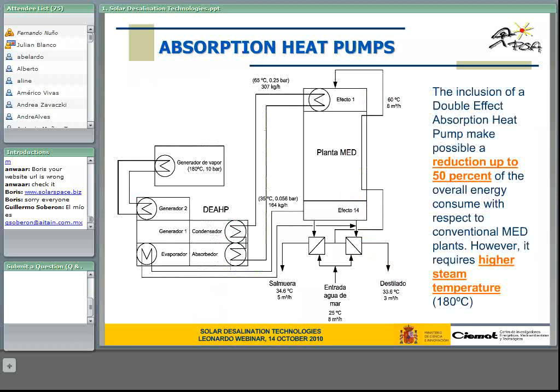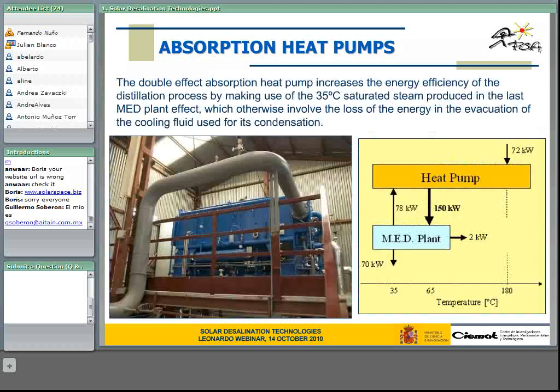Okay, the problem is that to make this possible, we need to provide additional energy at about 180 Celsius. So this cannot be done by this static flat plate collector. This is why we need either another type of technology, or in this case the conventional gas system. Here you can see a picture of the latest development of this concept.